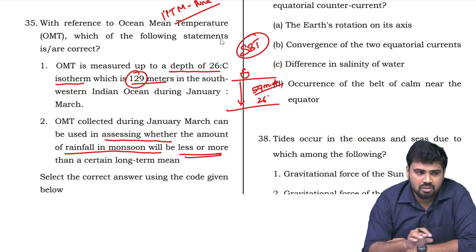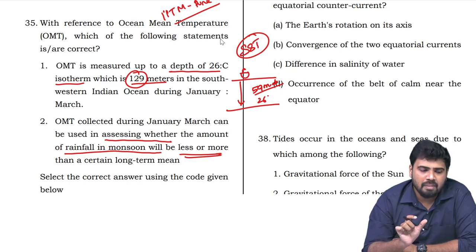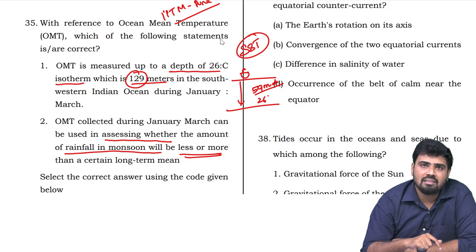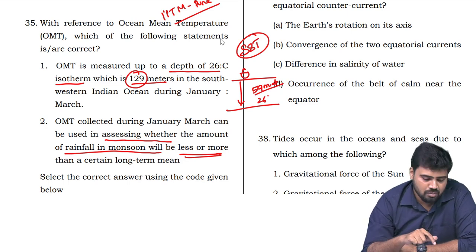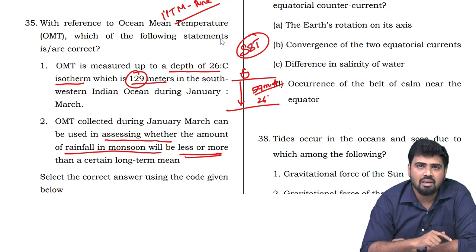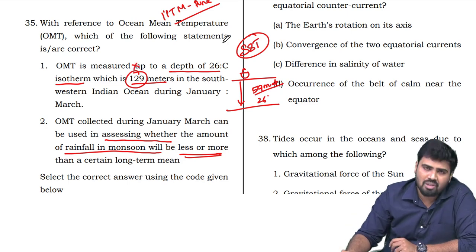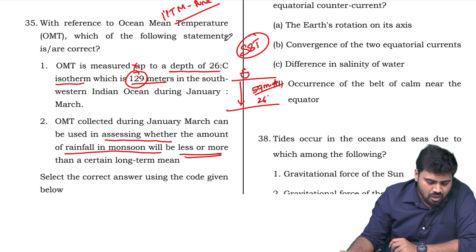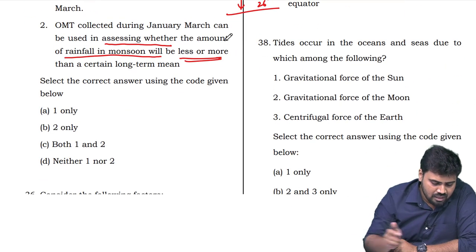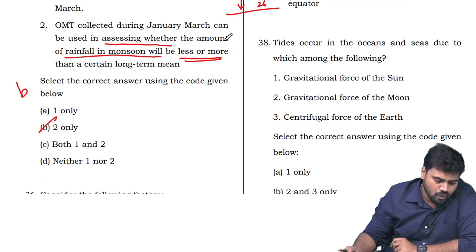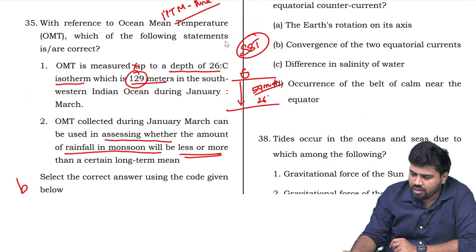We may know about OMT, but with these kinds of numbers we most often end up on the wrong side. So if you don't know exactly, don't attempt these kinds of questions, because it will backfire. If you don't know the data exactly, don't take a raw guess. Better skip this question because we have negative marks obviously. So the first statement is wrong, the second statement is correct. So option B. So 35.